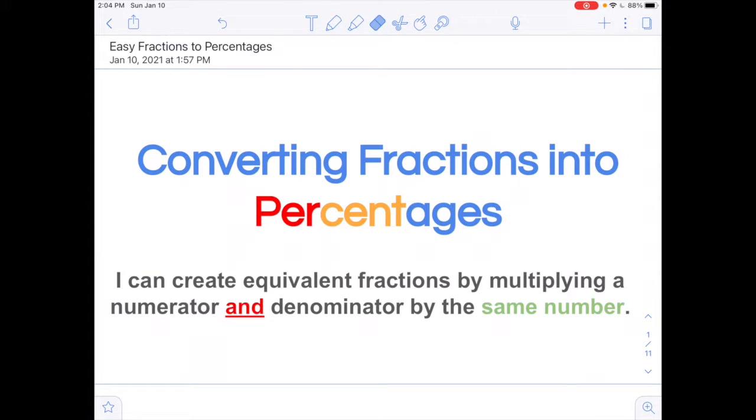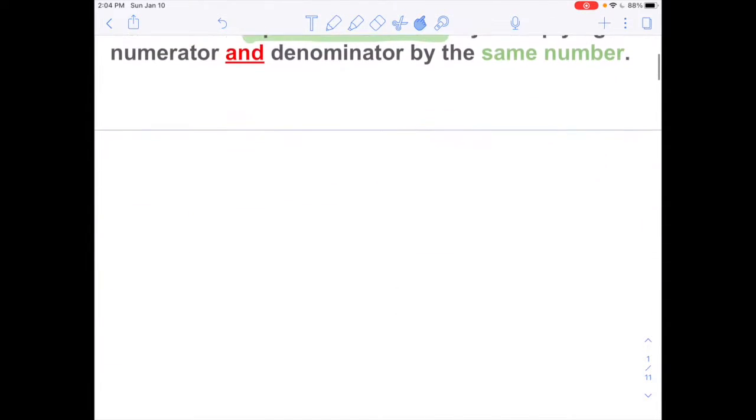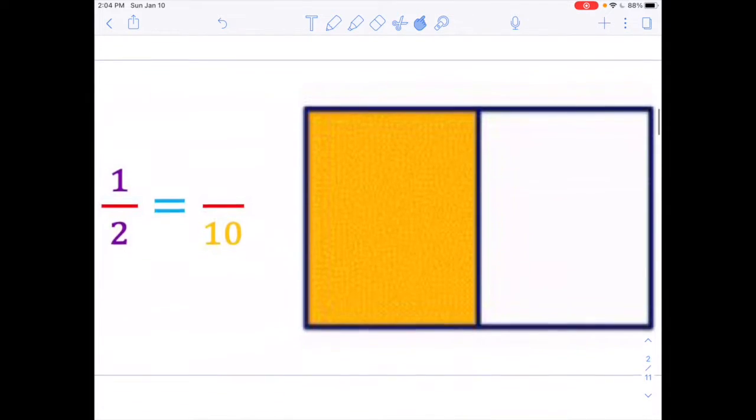Our next lesson in this unit is about converting fractions into percentages. Our I can statement says I can create equivalent fractions by multiplying a numerator and a denominator by the same number. All right, this is something that we have done a lot, especially in the recent past. Here's an example of what I'm talking about.